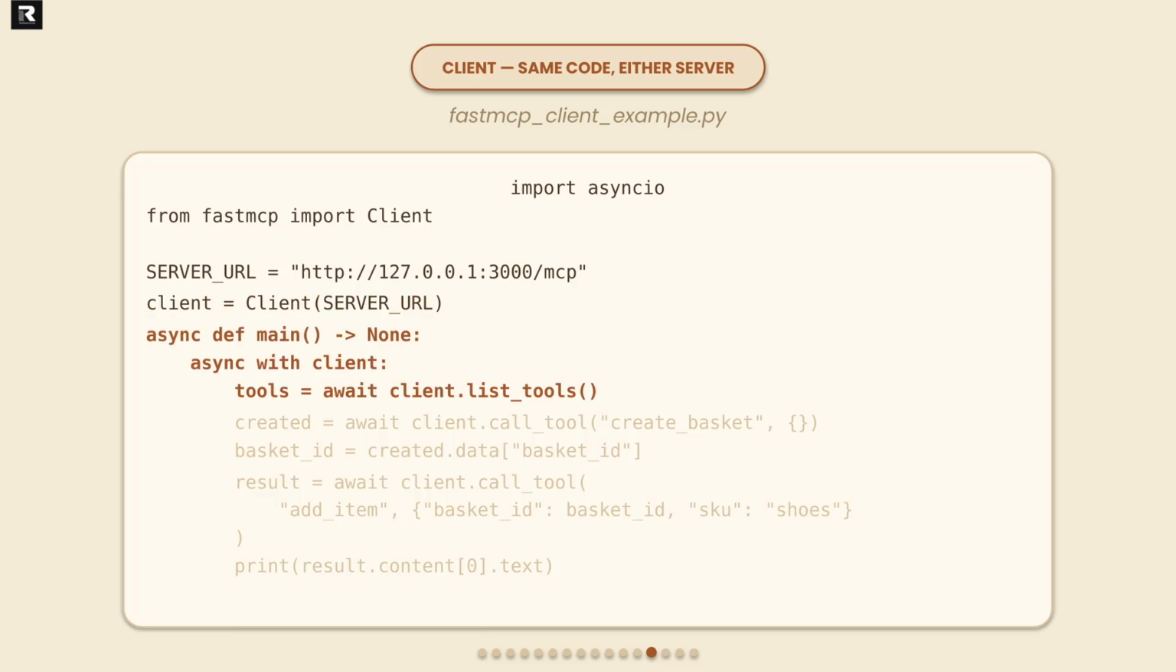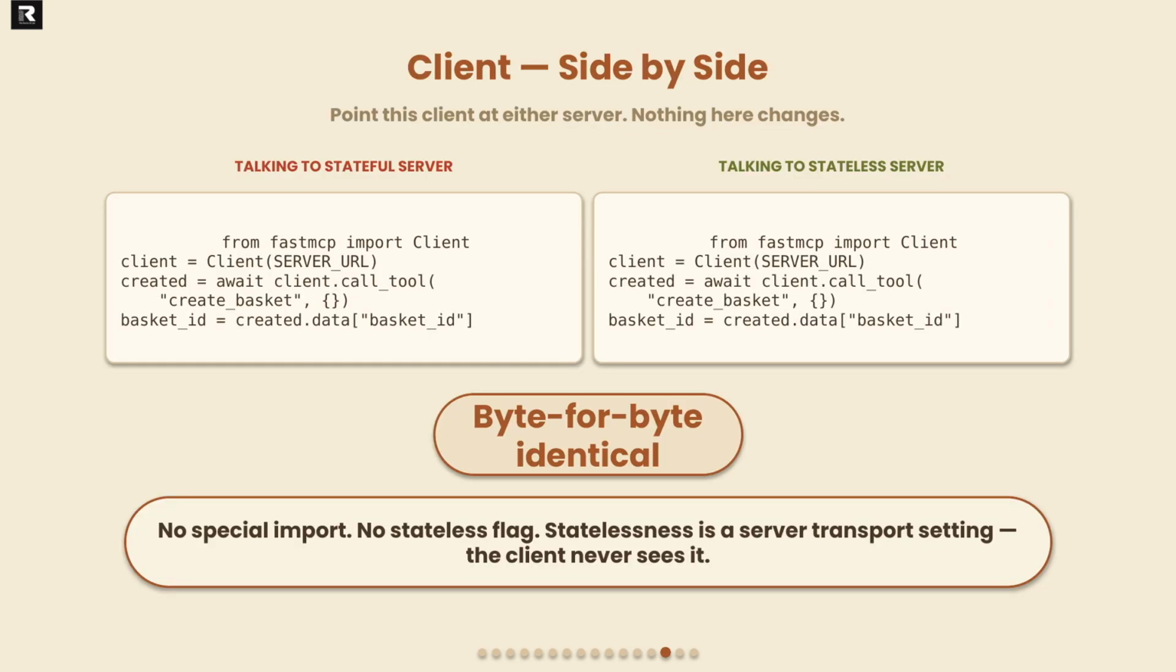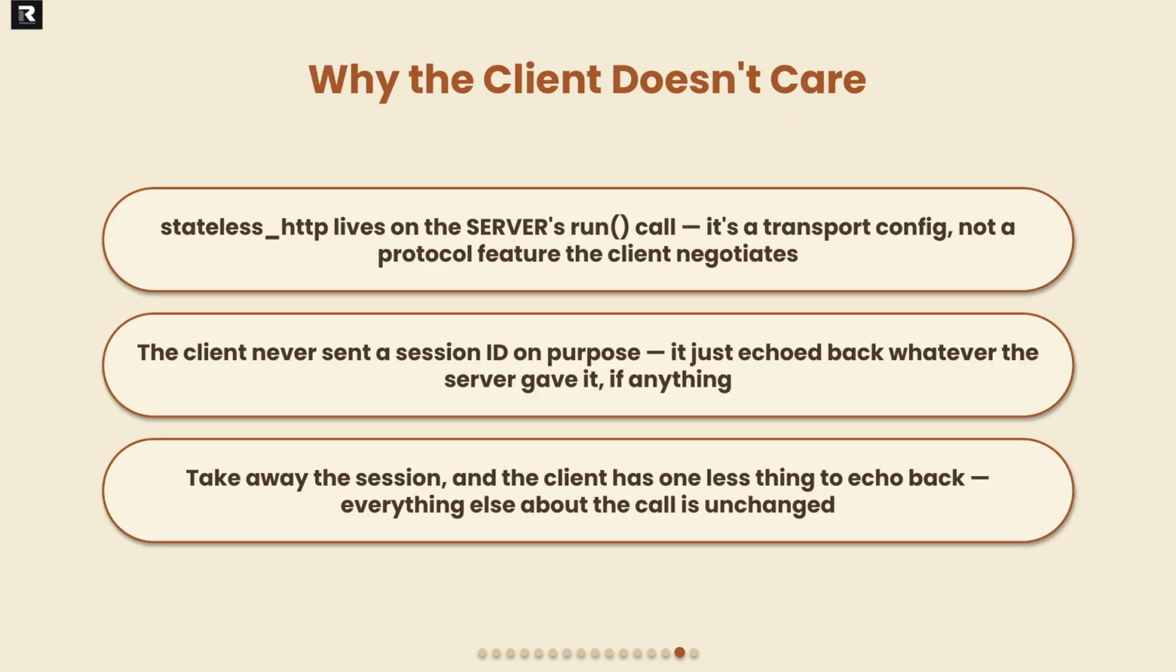Same async with connection pattern, either way. Same call to mint a handle. Same call to pass it back. Nothing about this code changes based on the server's mode. Point this exact client at a stateful server or a stateless one. This is the same code, byte for byte. No special import for stateless mode, no flag to set, nothing.